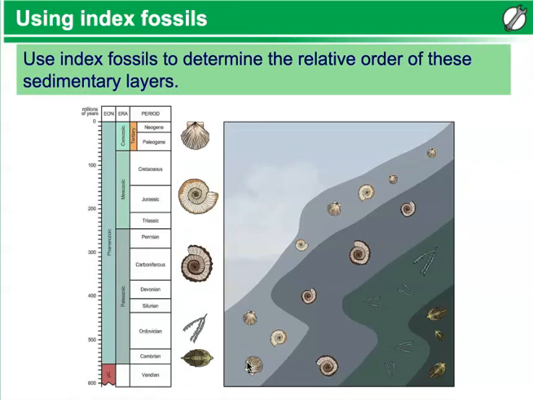Using index fossils. Looking at this image, we can see different layers have different fossils. By knowing the relative ages of different forms of fossils, we can estimate the age of that layer of rock.